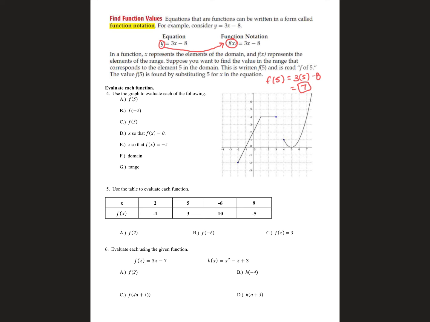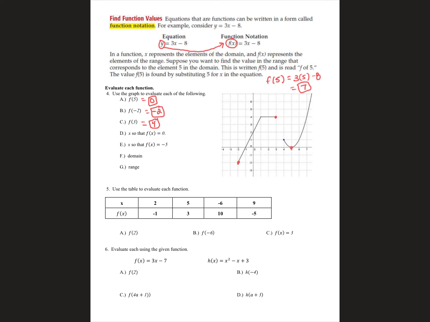Looking at some more practice, number 4, it says use the graph to evaluate each of the following. It says find f of 5 again. So looking at our graph, when I plug 5 in, what's my output, my range, my y value? So when I plug 5 in for x, I get a y value of 0. So my output is 0. At f of -2, here's -2. When I plug -2 in, we get an output value of -2, since that's our y value again. F of 3, so when I plug 3 in, we get out 4.